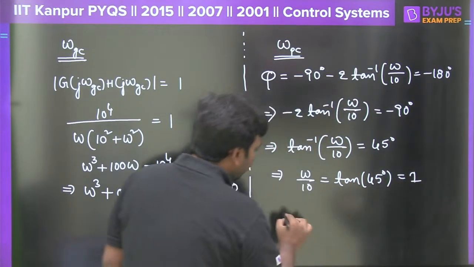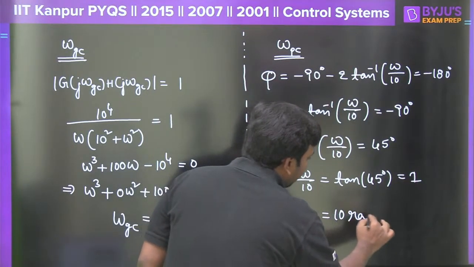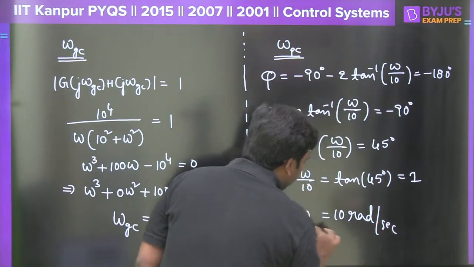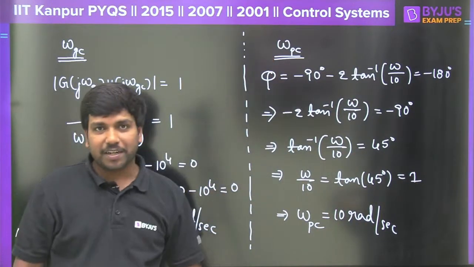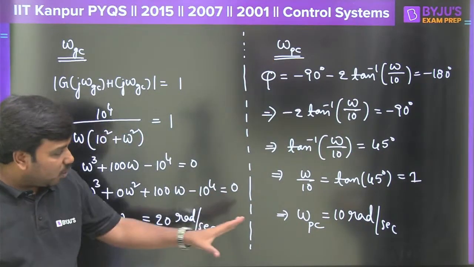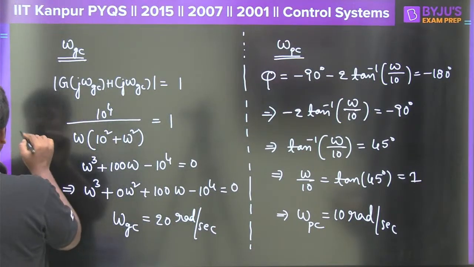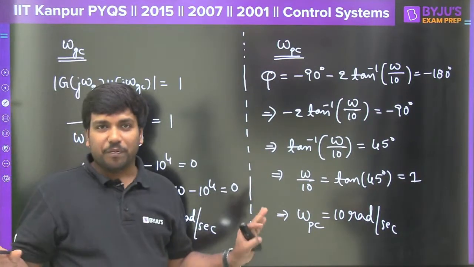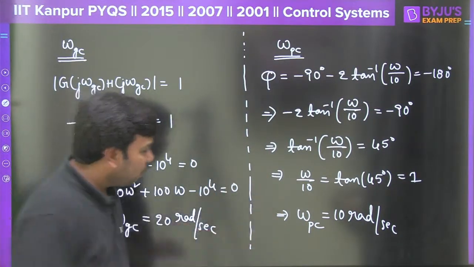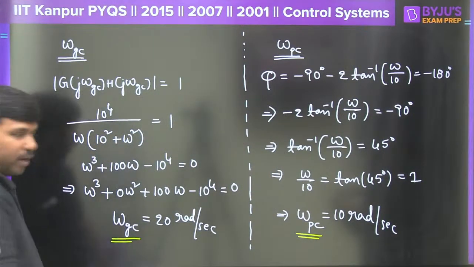So what should I say here? Omega is equal to 10 radian per second. Of course you must say omega PC. Why omega PC? That is what we are calculating, right? By looking at this you must understand one fact here. So omega PC is equal to 10 radian per second and omega GC is equal to 20 radian per second.